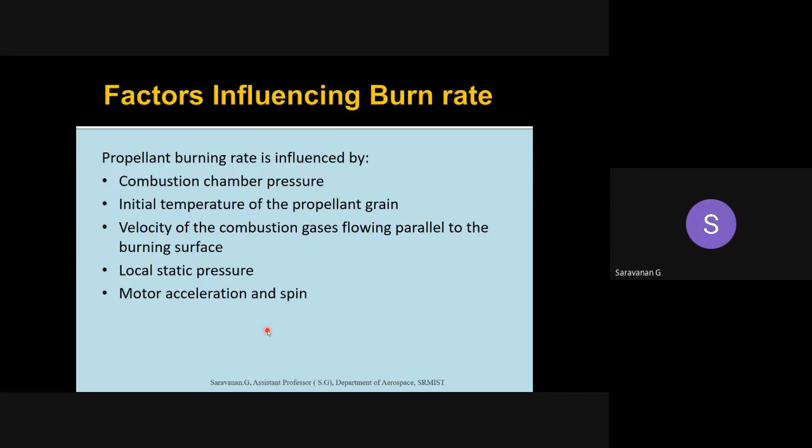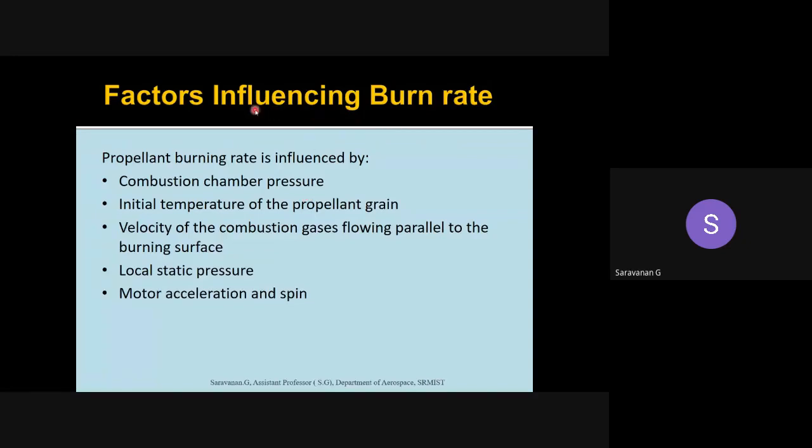The last one is the motor acceleration and spin. Whenever you accelerate the motor casing, or the casing rotates, that is nothing but the chamber, and that is also a factor affecting the burning rate. Of course, once we have the chamber pressure, obviously the chamber temperature is also one of the important parameters influencing the burn rate.